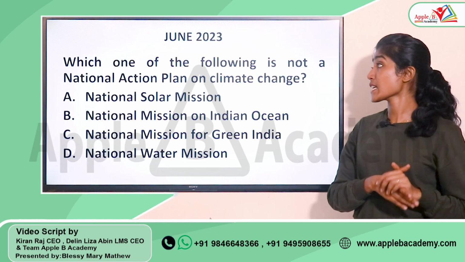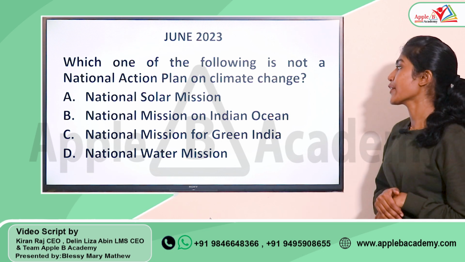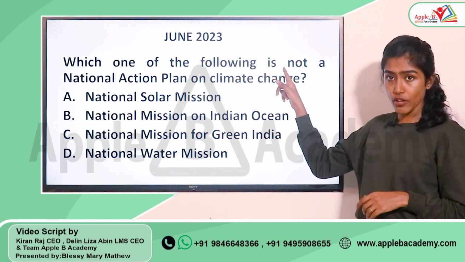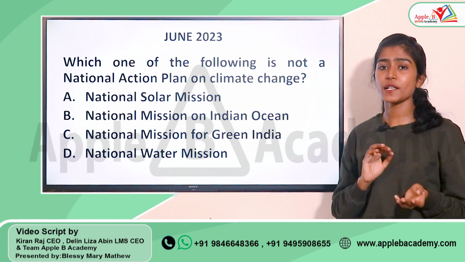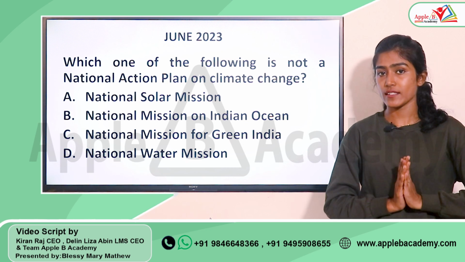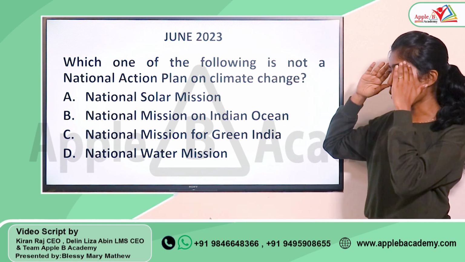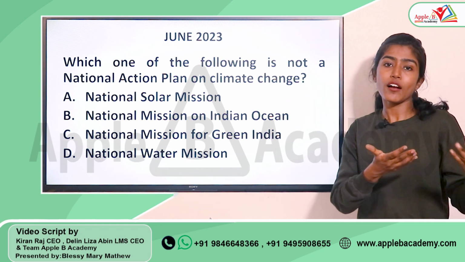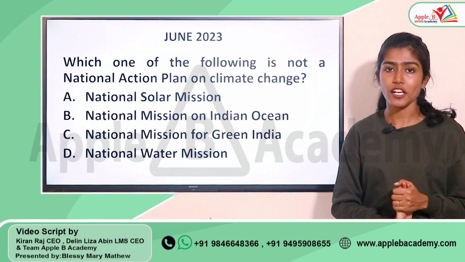Moving to the next question. This was asked in the June 2023 NET exam. Which one of the following is not a National Action Plan on Climate Change? So from the options, we need to identify an option that is not a part of the NAPCC. Make sure that you're reading the questions very thoroughly. At times a lot of people take wrong options because they are not focusing on the question, or they read the question and skip the "not", and just pick out the options that can be considered under that particular term or concept. So make sure that you're reading the questions thoroughly and picking out the right option.